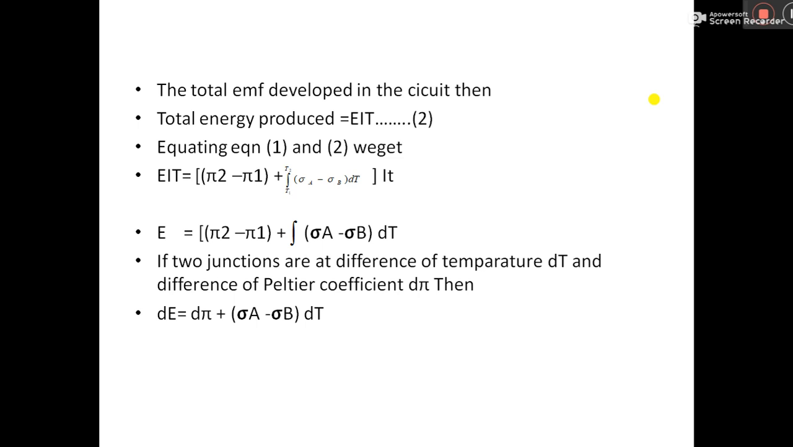If the two junctions are at difference of temperature dt and difference of Peltier coefficient d pi, then the change in EMF dE equals to d pi plus sigma A minus sigma B into dt. In another form, if we divide by dt on both sides, we get dE by dt equals to d pi by dt, and remaining sigma A minus sigma B.